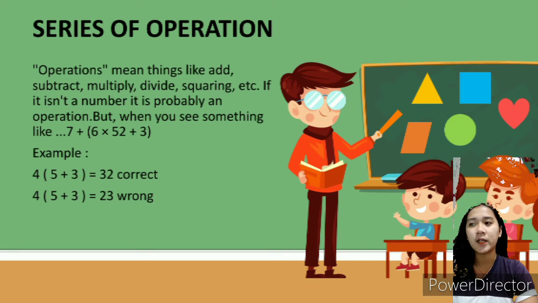Pag mag-a-add tayo ng series of operation, kailangan nating unahin ang addition bago tayo mag-multiplication. The first example, 5 plus 3 is equal to 8. 8 times 4 is equal to 32. Sa pangalawang example naman, ang ginawa niya ay 4 times 5 is equal to 20 plus 3 is equal to 23. Kaya po naging wrong. Inuna niyo po ang multiply kaysa sa adding.